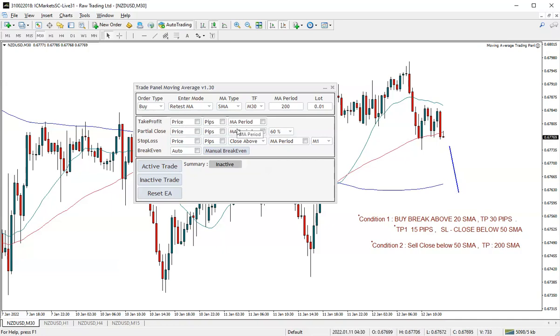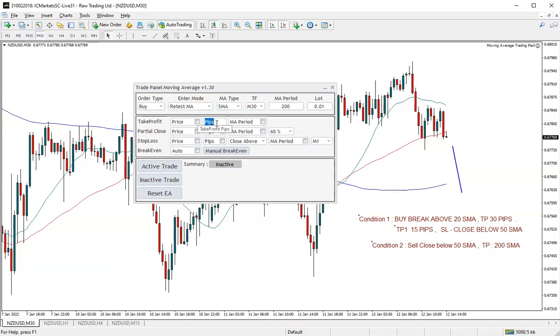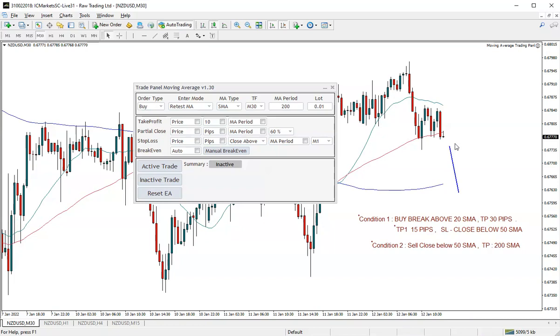Not take profit, since it's kind of scalping. I'll say 10 pips. Or if you think the price is going to come down and bounce from here and again retest the 50 SMA, you can set the 50 SMA also as your take profit. Whatever you like. And I'm not using any partial close because that's a scalping trade. Stop loss will be a close below the 200 SMA, because what we want is to buy on touch of the 200 SMA, but I don't want to stay in the trade if price keeps going lower and closes below the 200 SMA. And the time frame is always 30 minutes.